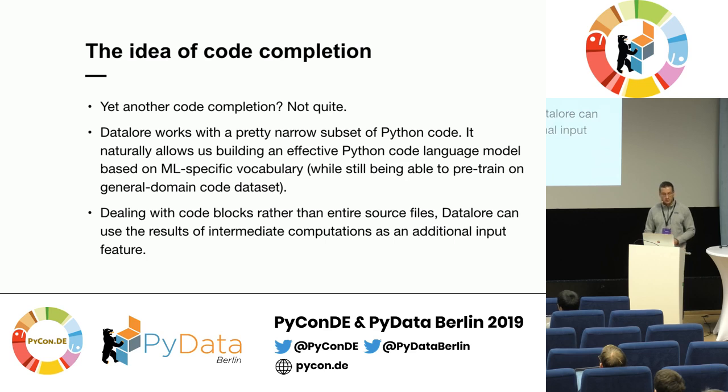create a specific code completion model, because Datalore works with a subset of Python, because it's about data analysis and machine learning. And we have a specific machine learning vocabulary. But we can also use the whole domain to pre-train our model. And also, when you work with Jupyter notebooks, you have the structure of cells, and this structure and sequences might also be used to get additional input features.